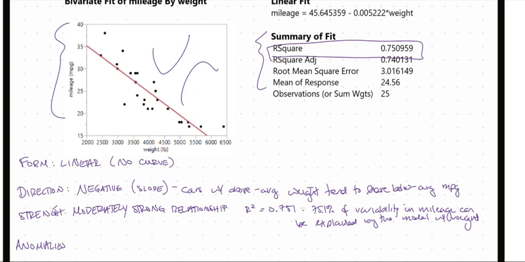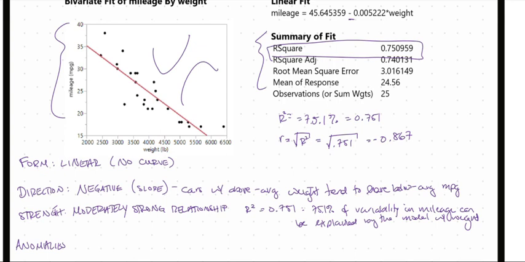We can also find the correlation coefficient. So if r squared is 75.1% or 0.751, the correlation coefficient is the square root of r squared. So this is how they're related. I can take the square root of 0.751 and I end up with 0.867. But if I left it at that, this would tell me that there is a positive linear relationship between weight and mileage. And we know that's not true by looking at this plot and by looking at our slope up here. So this is actually negative.